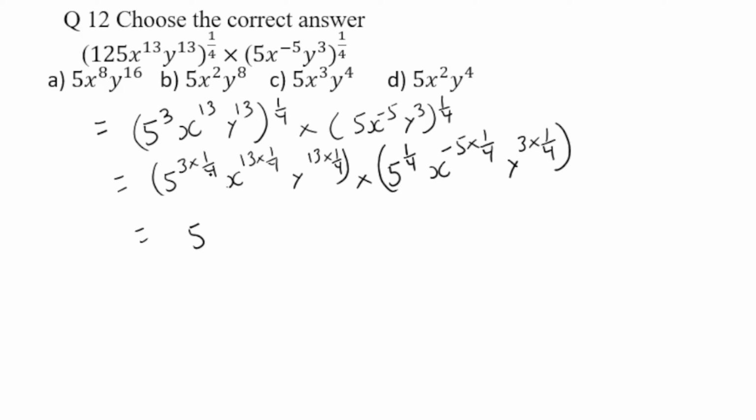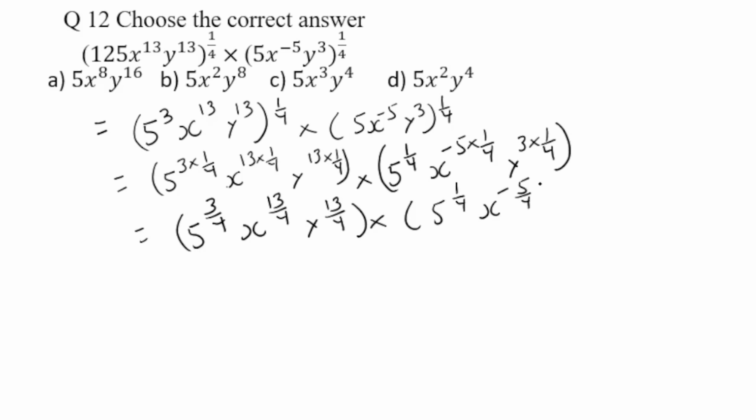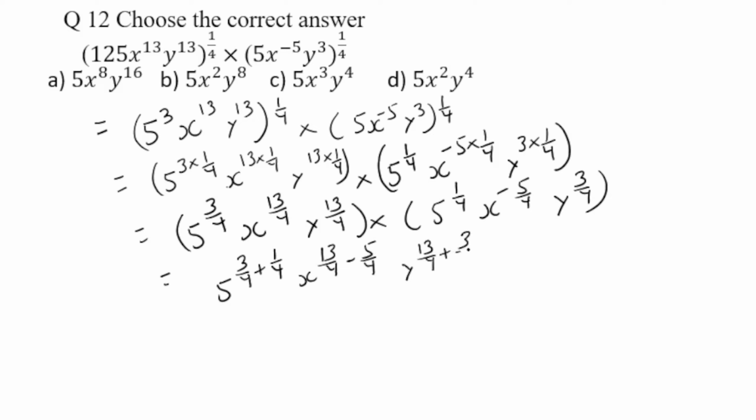Five to the power 3 multiply 1 divided by 4, 3 by 4. X to the power 13 by 4, y to the power 13 by 4. Multiply 5 to the power 1 by 4, x to the power minus 5 by 4, y to the power 3 by 4. If we multiply the exponent of same base, power is added. That means 5 to the power 3 by 4 plus 1 by 4, x to the power 13 by 4 minus 5 by 4, y to the power 13 by 4 plus 3 by 4.